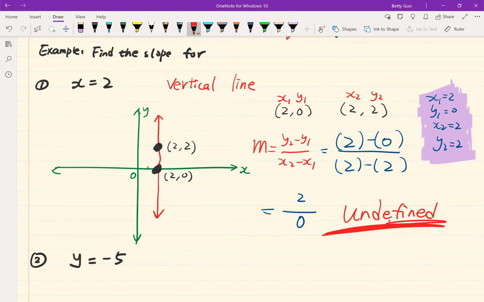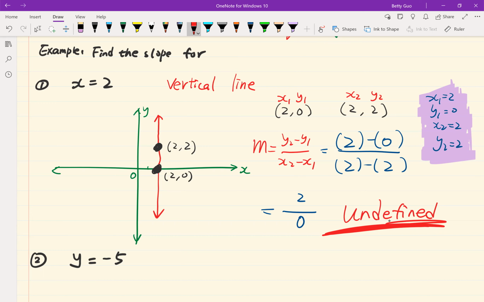Denominator is always 0. No matter which 2 points you pick on the vertical line, the x coordinates of the points are identical. In this case, all the points on the vertical line have x coordinates of 2, right? So when you plug into the formula, the denominator x2 minus x1 is the difference of the x coordinates of the 2 points. It will always give you 0. So it doesn't matter what's in the numerator. If the denominator is 0, then the slope is undefined.